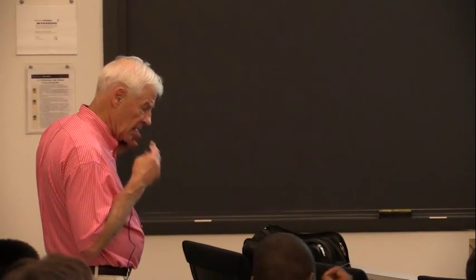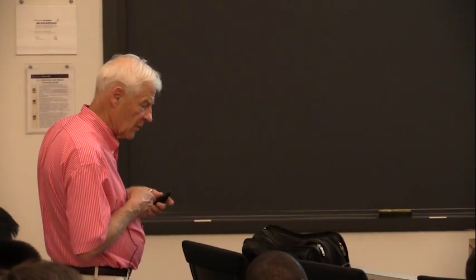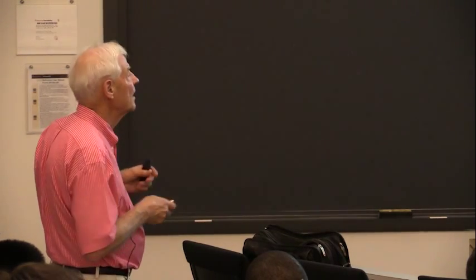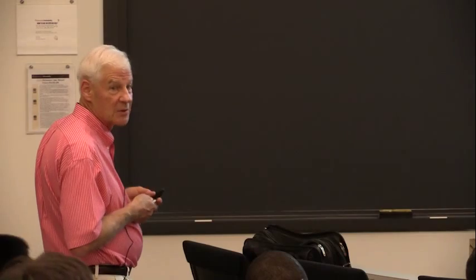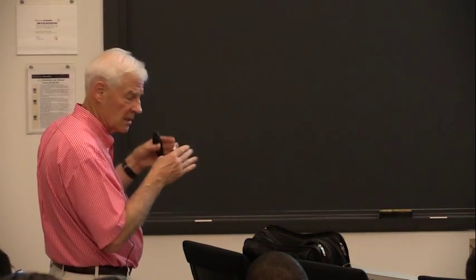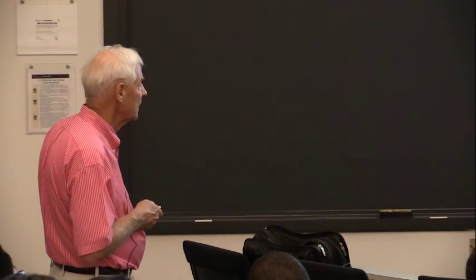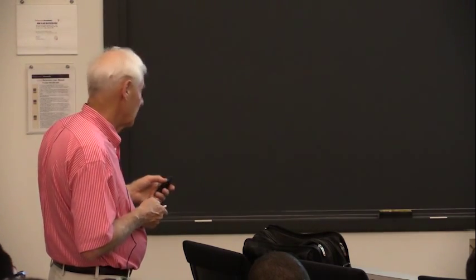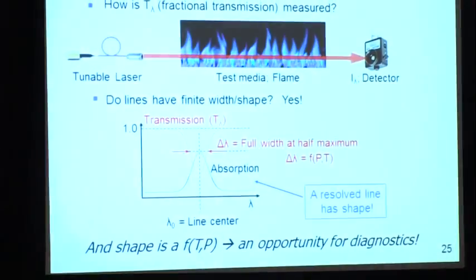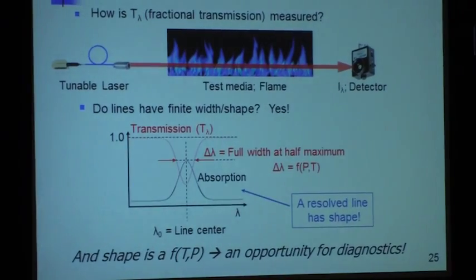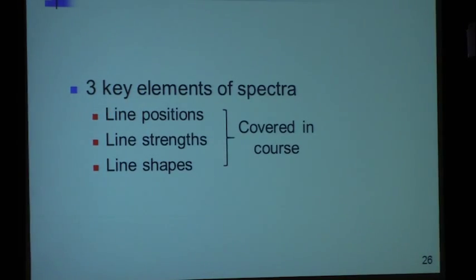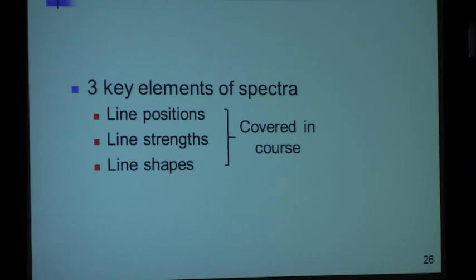Because we now have the ability to study these shapes, we can actually infer some of the parameters. We might use the shape, the width, to determine the temperature, because the Maxwell-Boltzmann distribution says that velocity is related to temperature. We might find a way to measure pressure. So the shape has become an opportunity for diagnostics. That's one of the things we do in my group, using the shape of lines to characterize gases. All right. So we're going to focus a lot on this question of positions and shapes.